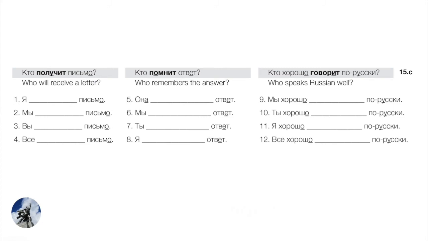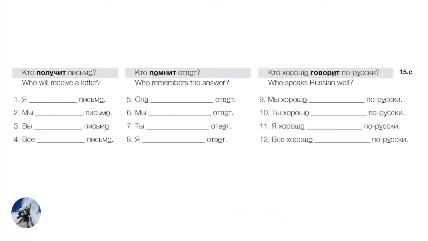So we will receive a letter is мы получим письмо. Мы получим письмо. What about three? Вы получите письмо. Number four, все получит письмо. Again, check the spelling there. Eight-letter spelling rule.